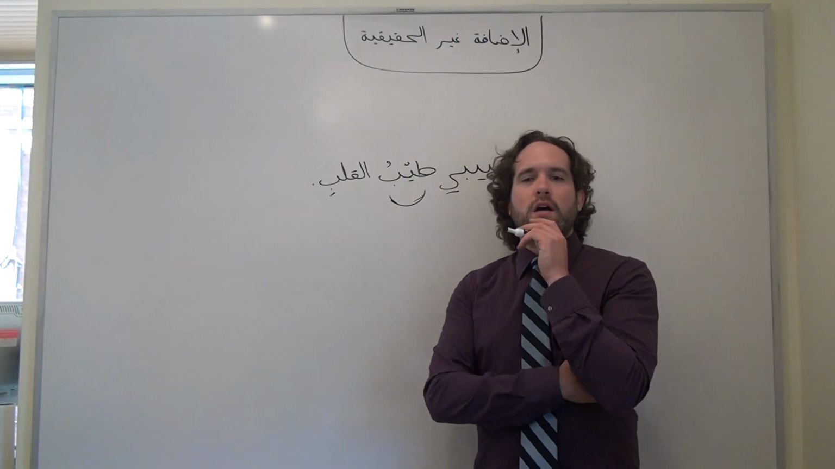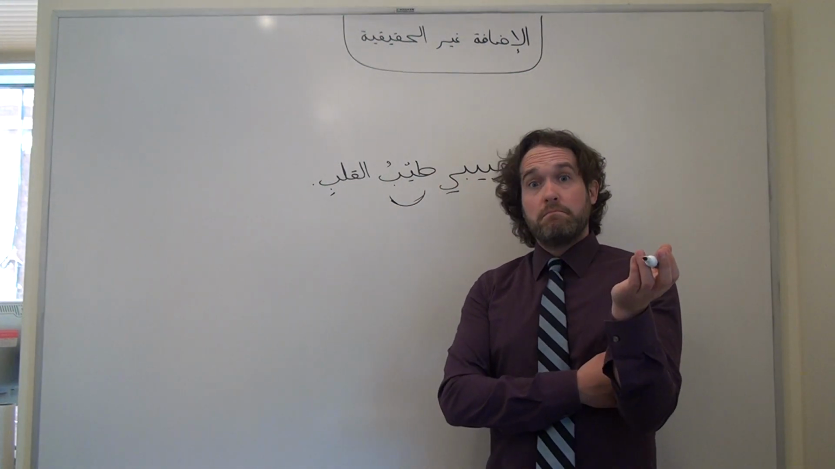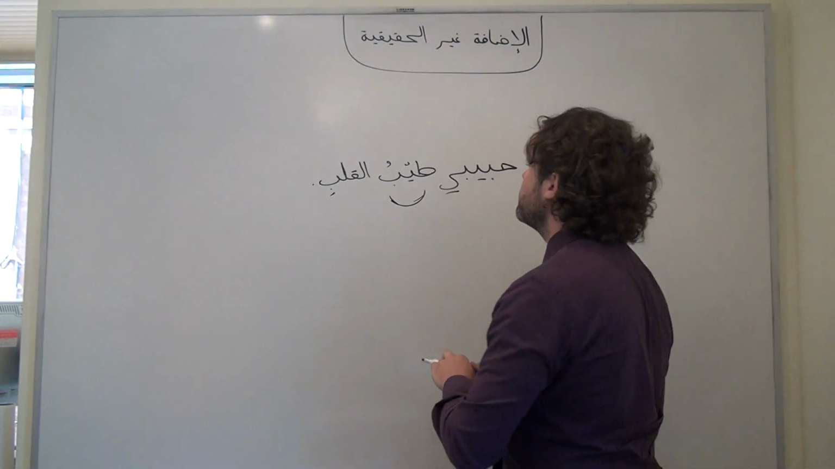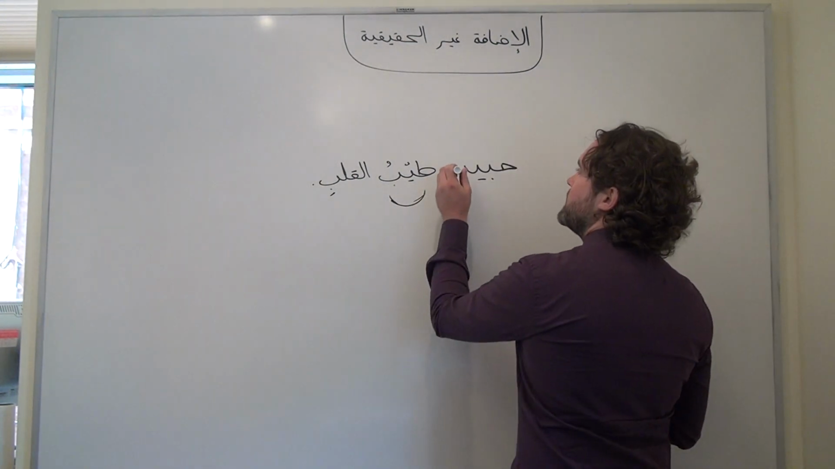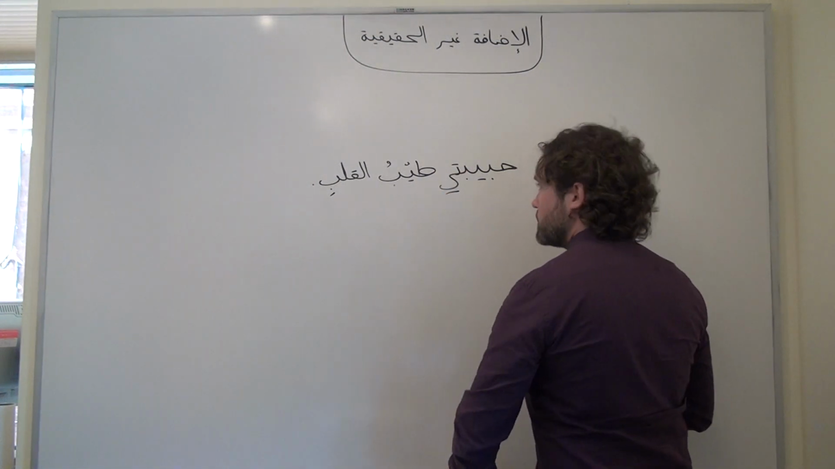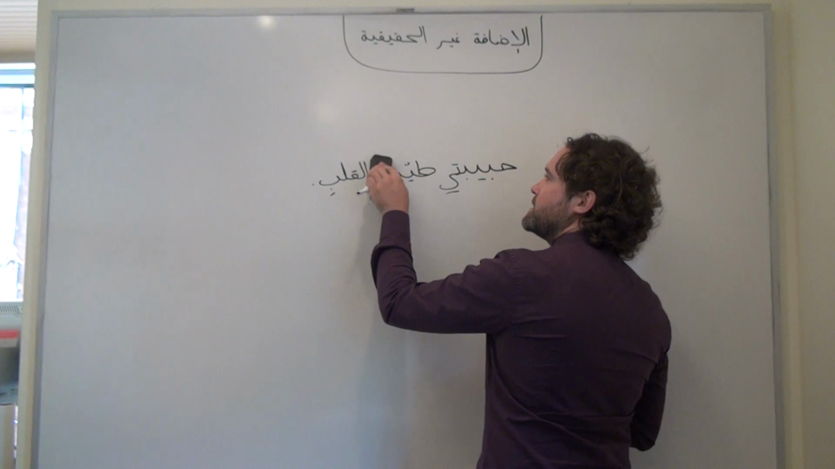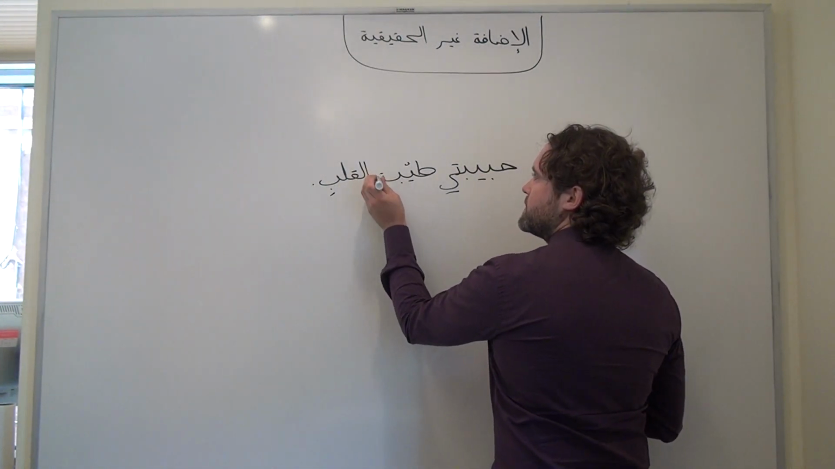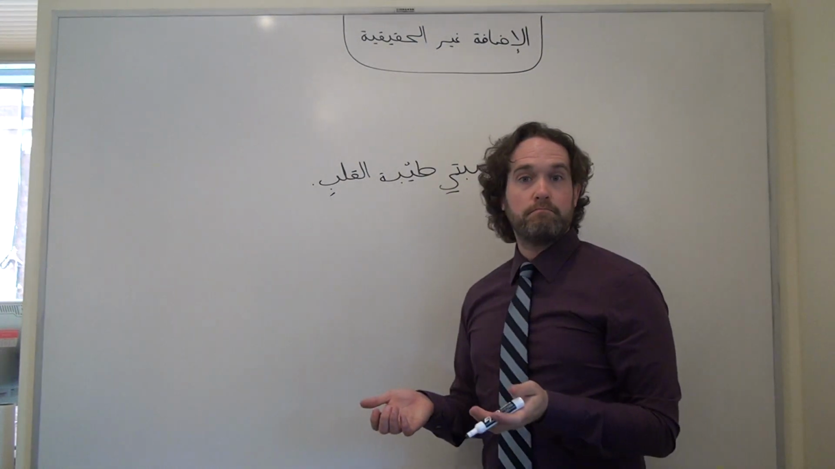If we wanted to talk about a feminine beloved, the difference would be that we would need to change the adjective to reflect the femininity. So if we were instead talking about habibati, we would just add a ta marbuta, and then instead say tayyibatul qalb.